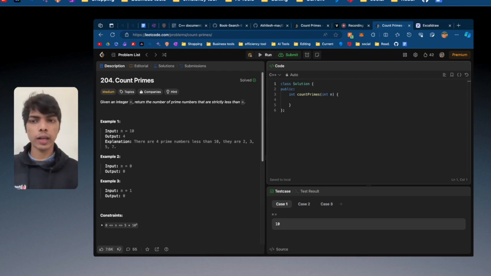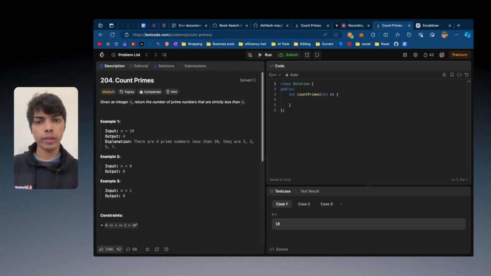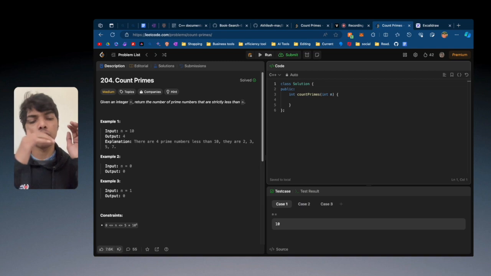Okay, so the question that we have is the 204th question of LeetCode, titled Count Primes. Basically this problem asks us to develop a program that will receive an integer as a parameter and should be able to return the number of prime numbers which fall below that number.